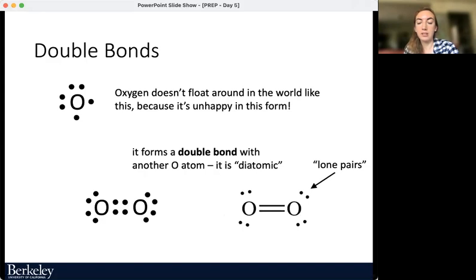So a single bond is 1 line. It means 2 electrons. A double bond is 2 lines. It means 4 electrons.